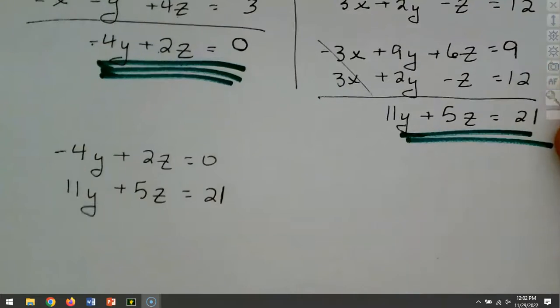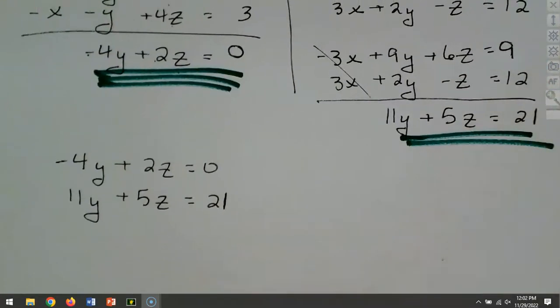Now we need to eliminate. Which one looks easier to eliminate? The y or the z, do you think? Do you want to work with 4 and 11 or 5 and 2? Which one looks easier? I would say 5 and 2, right? Because 5 times 2 is what? 10. If I use the y, I'd have 4 times 11, which would be 44. So I'd rather work with 10 than 44.